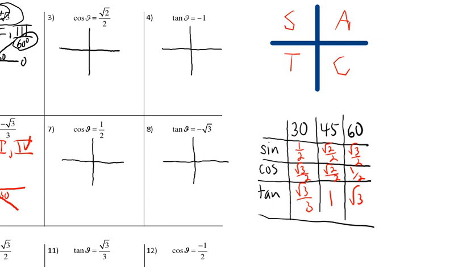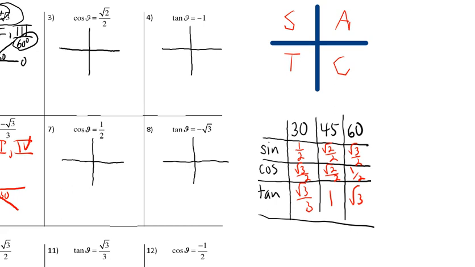All right, let's check in and see where we're at on these. Mata, can I pick on you for a minute? What's my reference angle on number 3? What angle has a cosine value of root 2 over 2? 45 degrees. Good, 45. And now I've got a positive value.